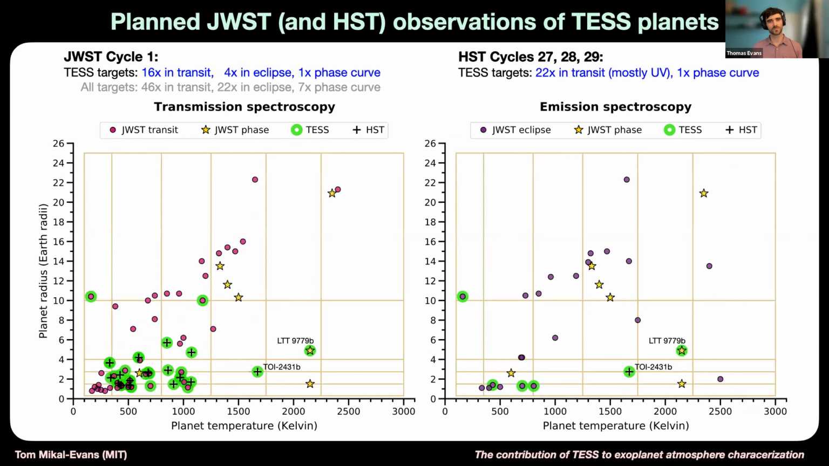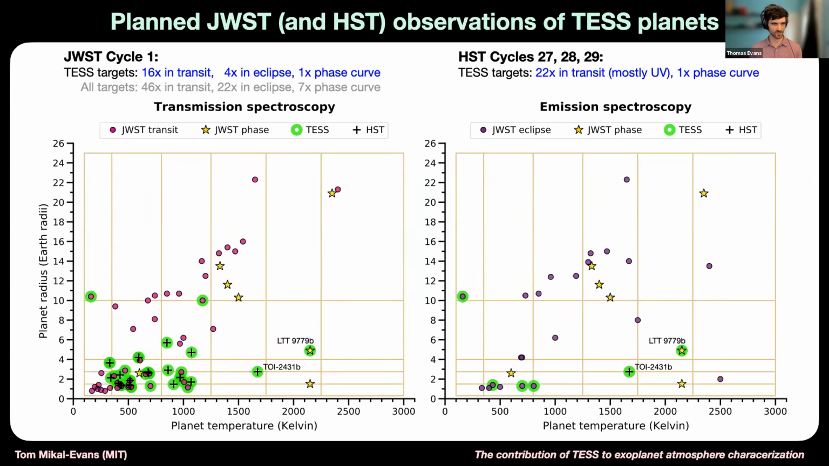So campaigns to follow up TESS planets for atmospheric characterization are now well underway. And here I'm summarizing planned observations to be made with Webb and Hubble, which are our top space-based facilities for exoplanet spectroscopy. The left panel shows targets to be observed in transmission, and the right panel shows targets to be observed in emission. All of the Webb cycle 1 targets are shown with different symbols indicating the type of observation, and TESS planets are highlighted in green.